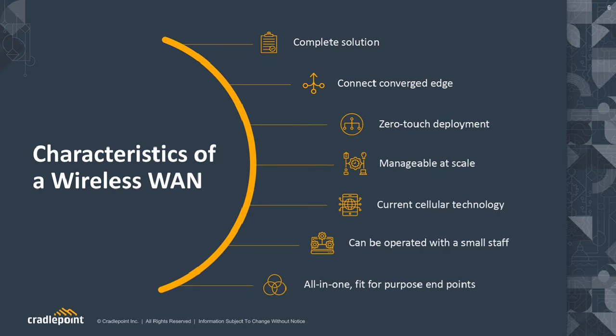A wireless WAN is generally one that can be operated with a small staff. And again, it's all-in-one with fit-for-purpose endpoints so that no matter where your WAN is, whether it's a vehicle, whether it's out in a field, or whether it's in an office, you have the right router to support that.